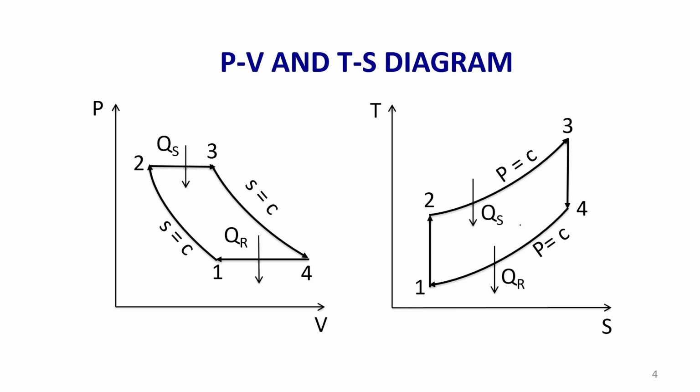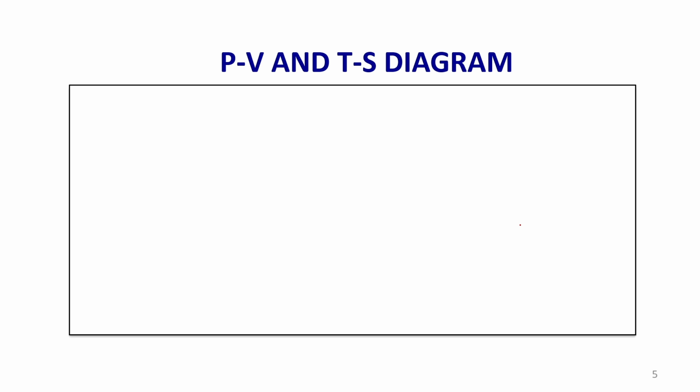So, this is the pressure volume diagram and the temperature entropy diagram of a Brayton cycle. Let me draw and explain the process so that you can easily understand. First let me draw the PV diagram on the left side, and on the right side I have the temperature entropy diagram.